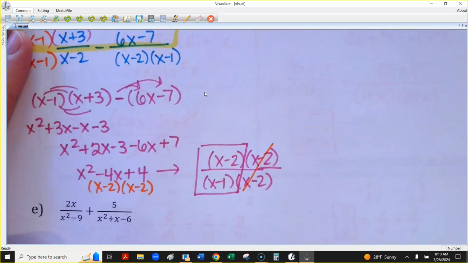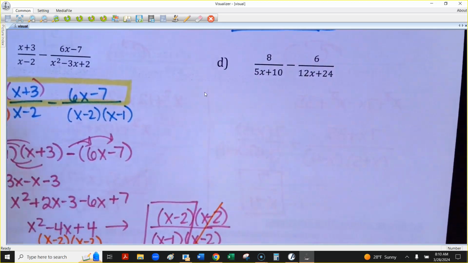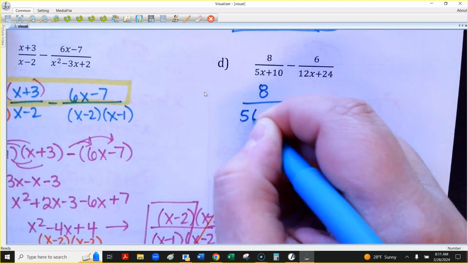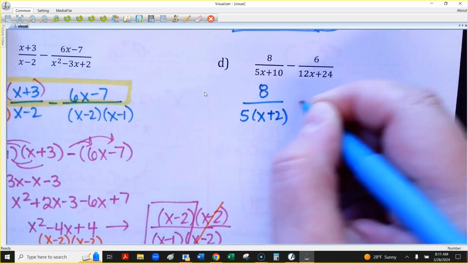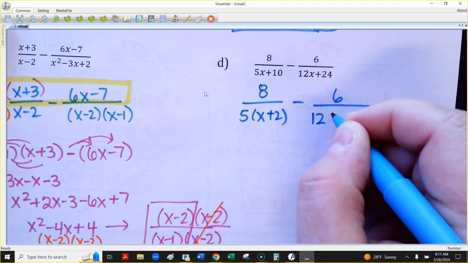Okay, let me do... If you can factor something, do that. So let me slide over to this guy here. 5x and 10 are both divisible by 5, right? So x plus 2. And on the bottom, 12x and 24 are both divisible by 12.